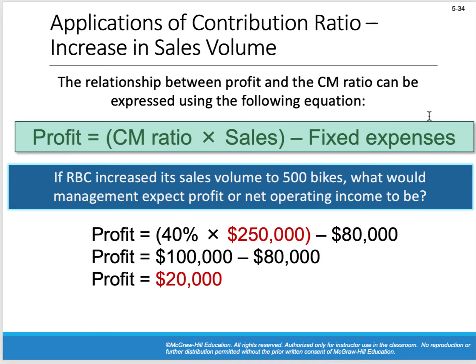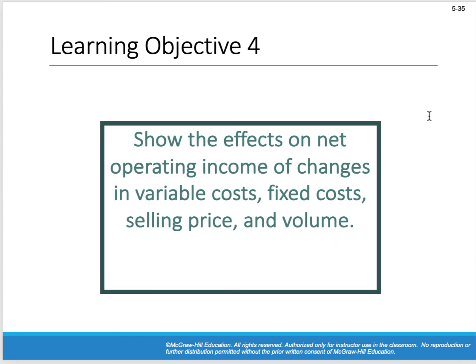We saw that we can use the CM ratio to calculate the increase in profit that results from an increase in sales volume. So when we come back, we're going to really apply the concept of CVP and see how our bottom line, or our net operating income, changes if we have changes in variable costs, fixed costs, selling price, and volume. So tune back in for that one.